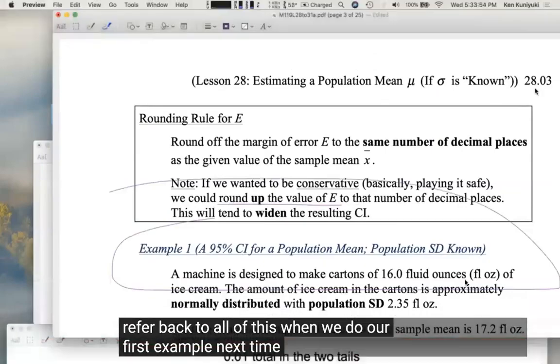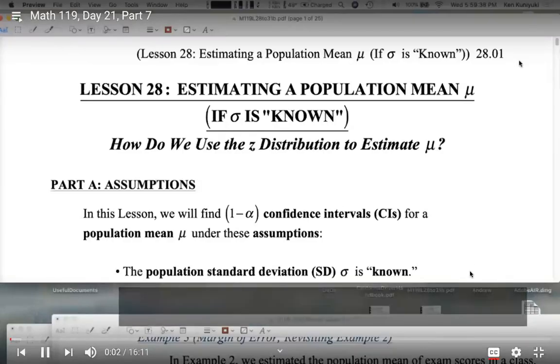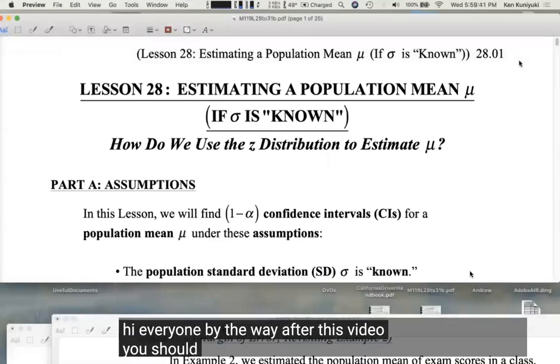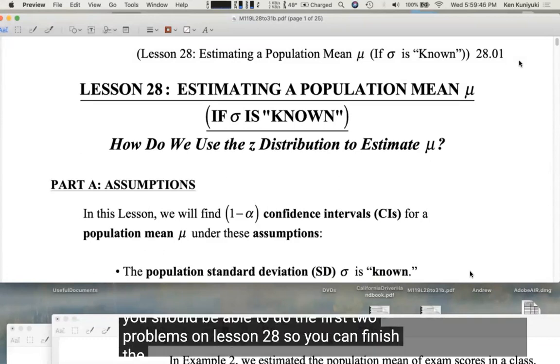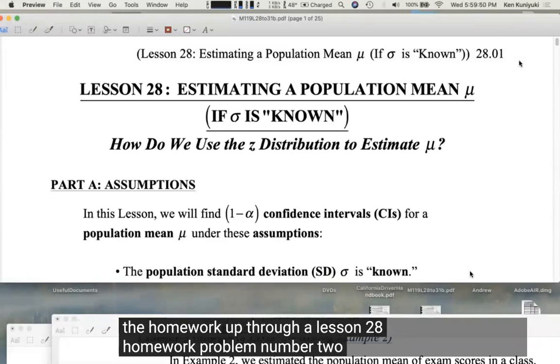Hi, everyone. By the way, after this video, you should be able to do the first 2 problems on lesson 28. So you can finish the homework up through lesson 28, homework problem number 2.